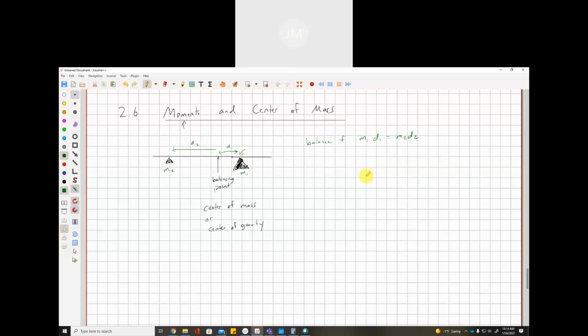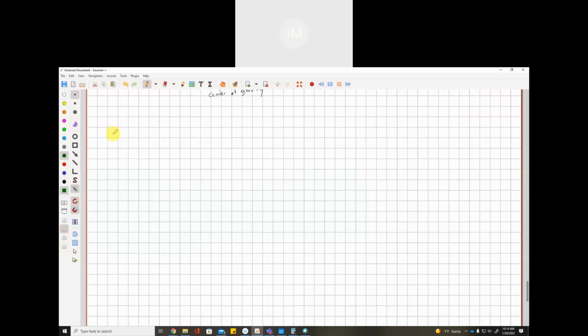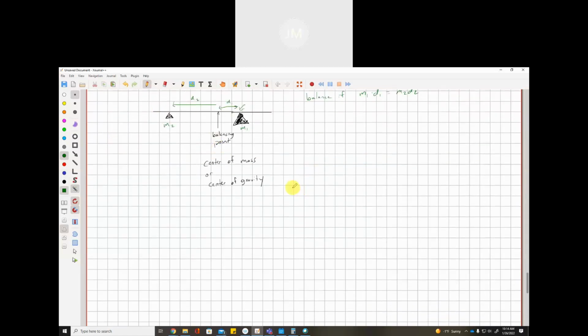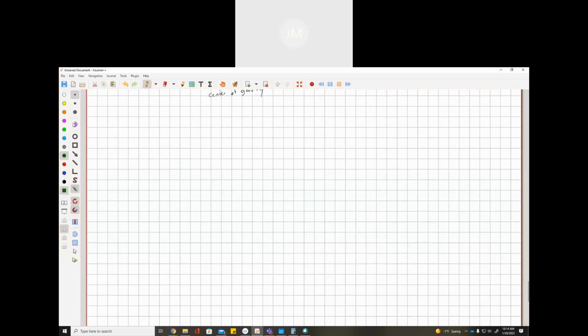So what we can do is expand that. Instead of looking at just two objects or a bunch of objects on a balancing post, let's start with a two-dimensional object. Can I find the center of mass of that object? If I start with something like a perfect circle, I won't be able to draw a perfect circle, so we'll use this to draw one.